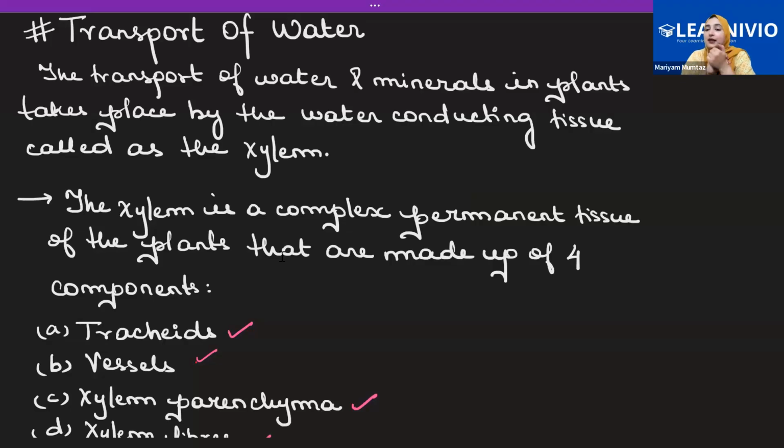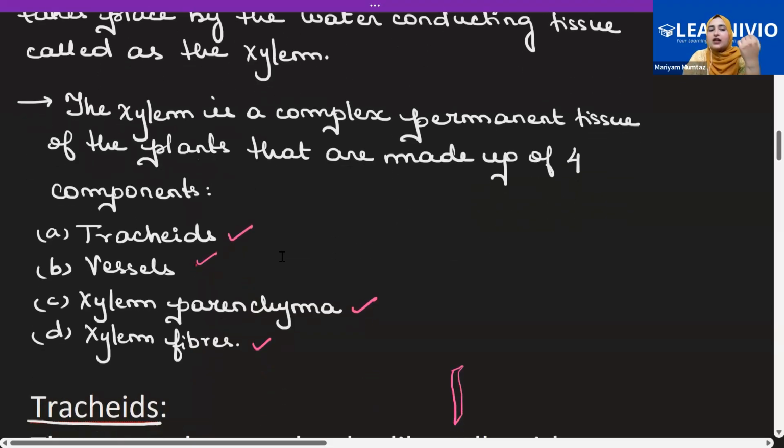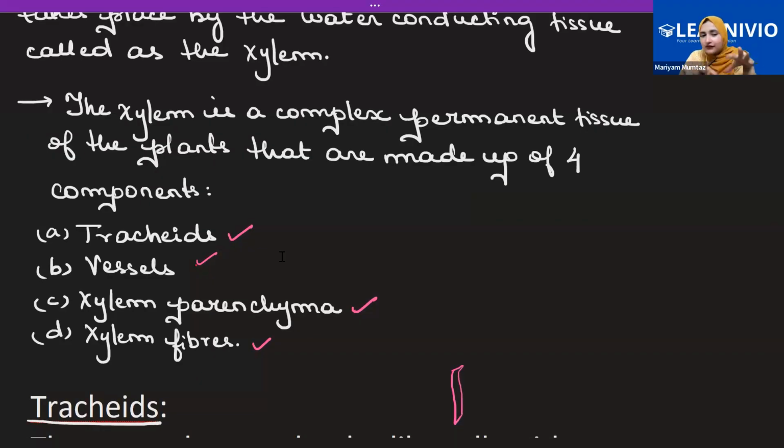Now the xylem is made up of 4 components: tracheids, vessels, xylem parenchyma, and xylem fibers. Each of them has its own particular function to perform. For example, tracheids and vessels form a sort of water column. It forms a pathway from where the water would be traveling. So that is the function of tracheids and vessels.